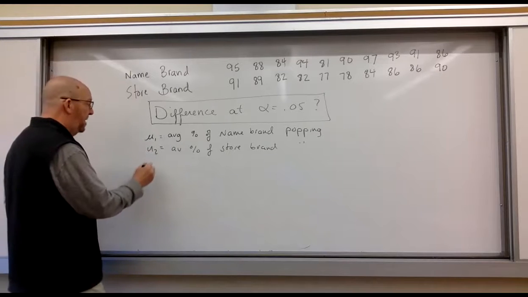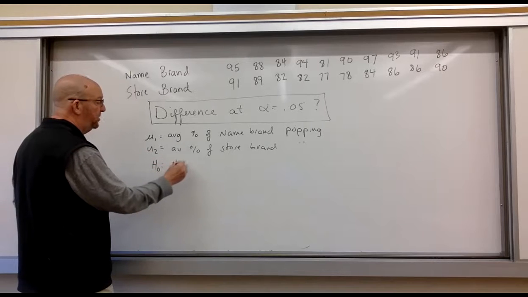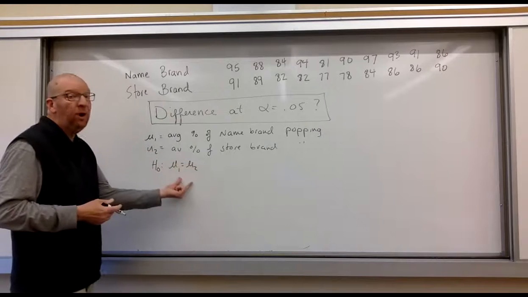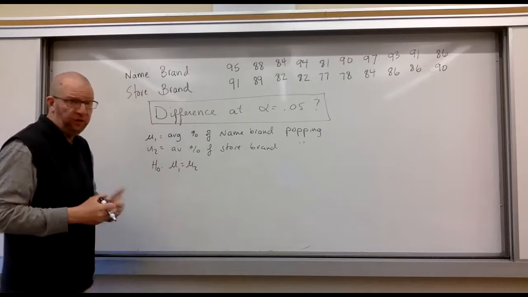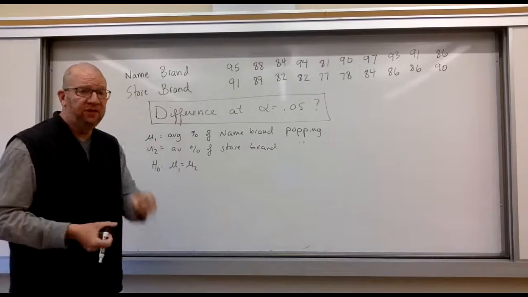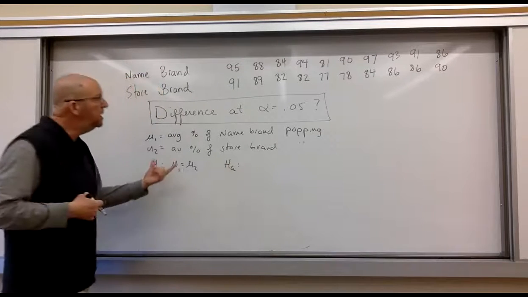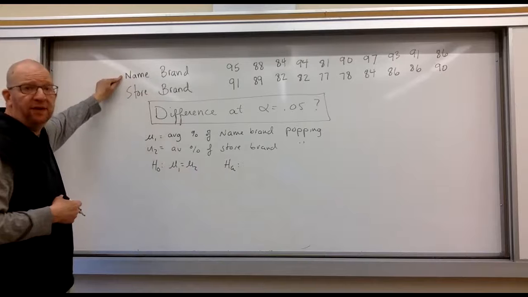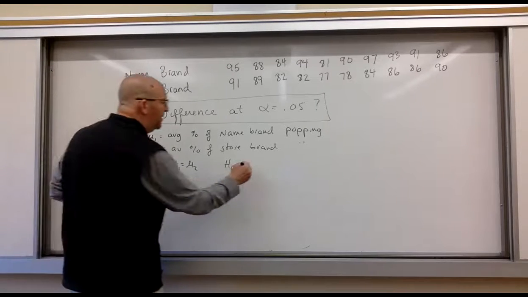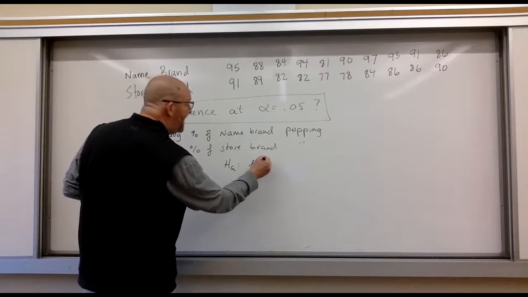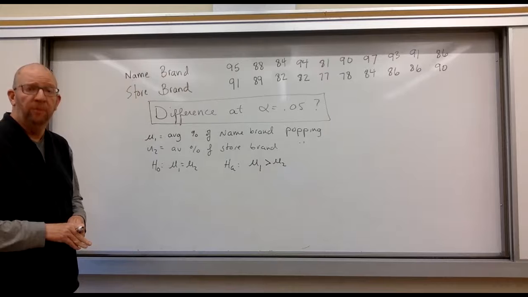So here we go. Our null hypothesis is that these two are equal. In other words, 0 can be a possibility at the alpha equals 0.05 level. In other words, 95% confidence, right? Remember that? Okay, the alternative hypothesis here. Now, we're going to assume the name brand is going to pop more than the store brand. So we're not just going to see if there's a difference. We're going to propose that this name brand has a greater percentage than the store brand. So I'm looking for a one-tail test here.